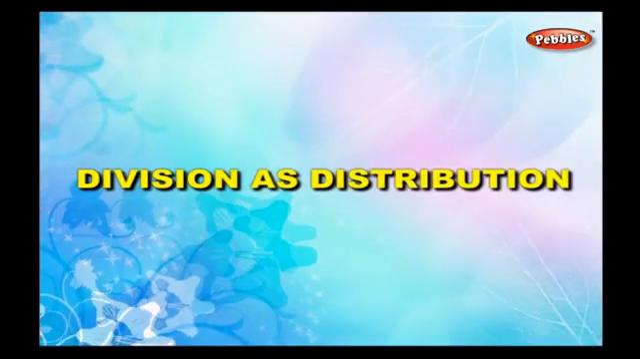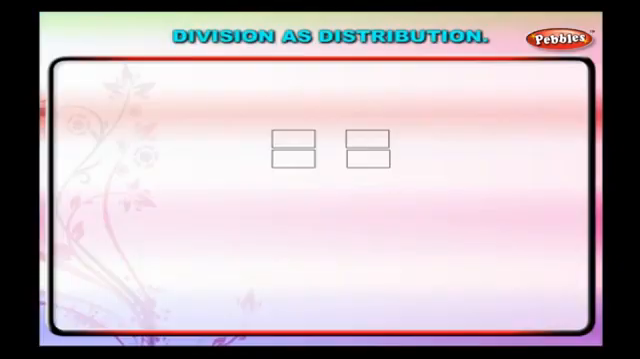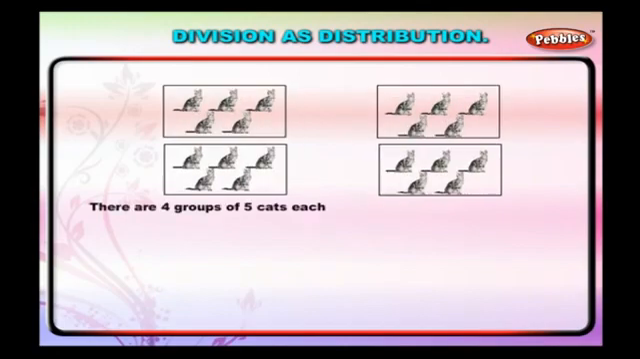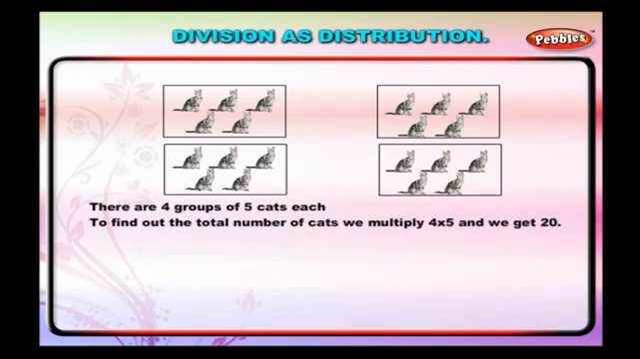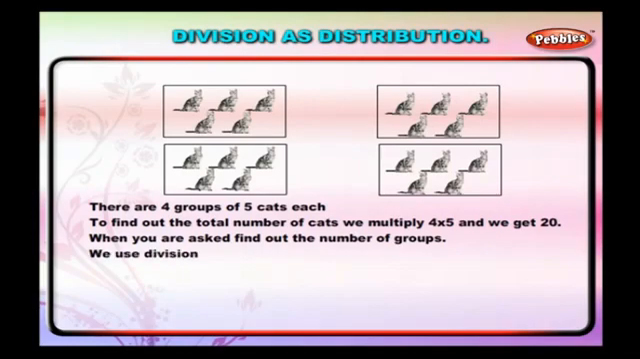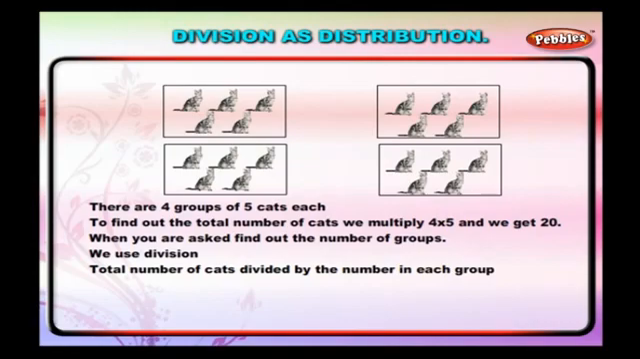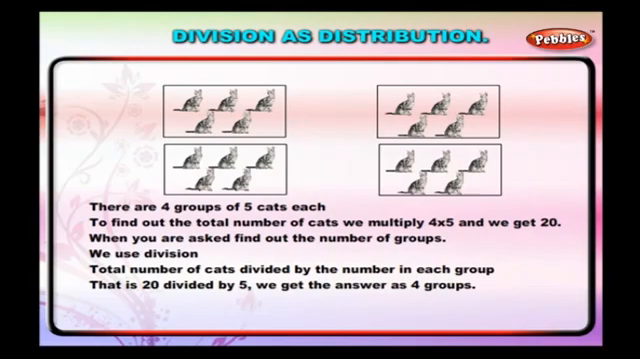Division as distribution. There are 4 groups of 5 cats each. To find out the total number of cats, we multiply 4 into 5 and we get 20. When you are asked to find out the number of groups, we use division. Total number of cats divided by the number in each group. That is, 20 divided by 5, we get the answer as 4 groups.